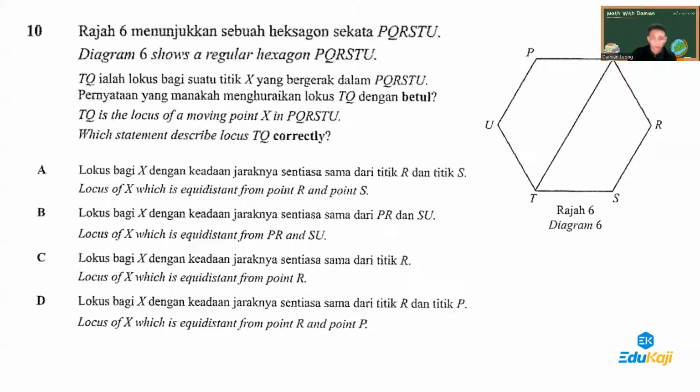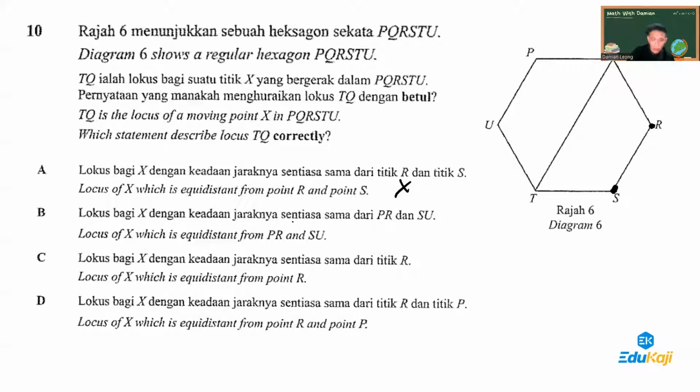Question 10. Diagram 6 here shows a regular hexagon. So TQ is the locus of moving point X in PQRSTU. So which statement describes locus TQ correctly? So part A, locus of X which is equidistant from point R and point S. Point R and point S here. Equidistant from 2 points means the perpendicular bisector, which should be here instead. So this is wrong.